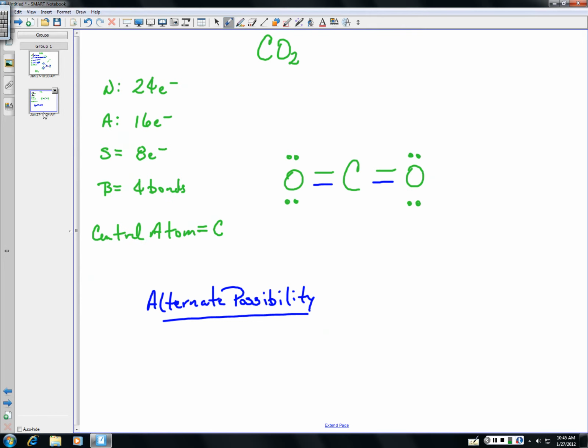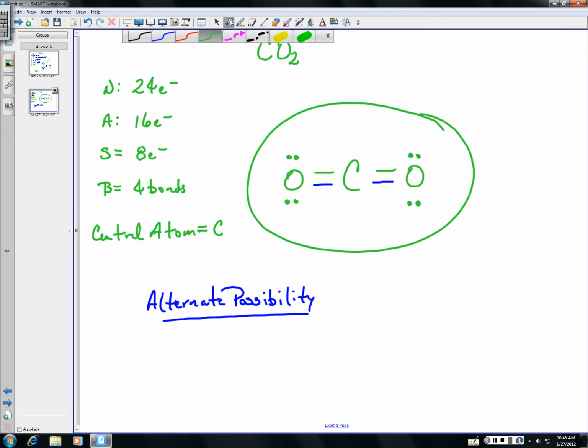All right, here's my structure for CO2. Let's just go through my math here. Let's look at what I did. I'm going to just change colors real quick. Needed was 24 because I had 3 atoms, a carbon and 2 oxygen, each needing 8. That's 24. Available was 16, right?